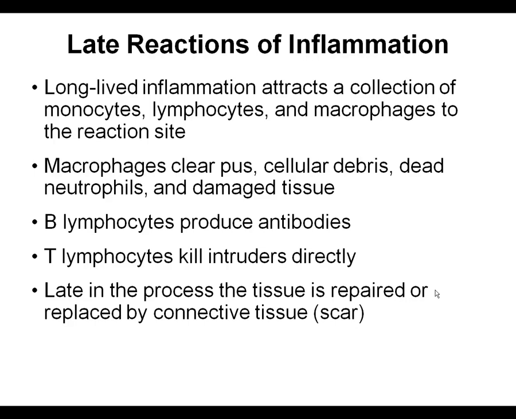Then you're going to have B lymphocytes that come to an area that are going to produce antibodies. These antibodies then are going to initiate other cellular responses that are going to allow for some other processes to take place, like complement, that are going to kill the cell. And then you're going to have T lymphocytes that are going to go and kill any intruder directly and destroy what's left in the tissues. These late processes are going to initiate repair or replacement of connective tissue, and this is where that scar formation is going to take place.